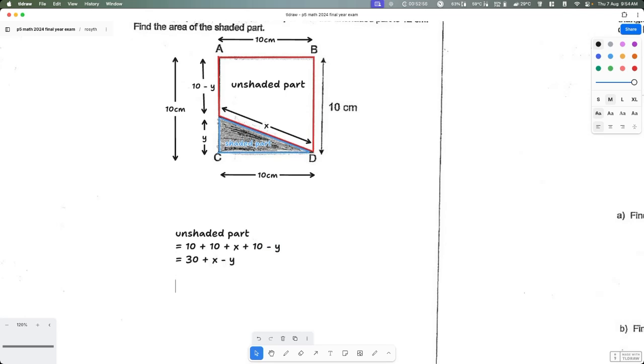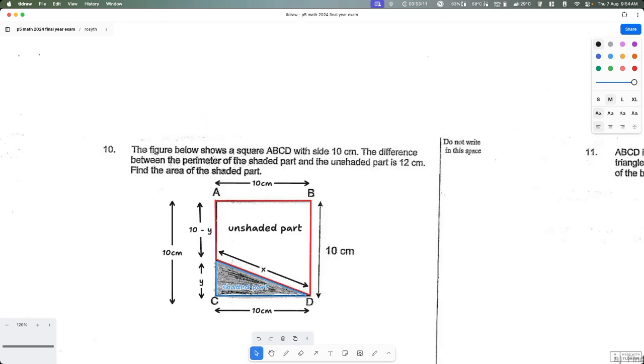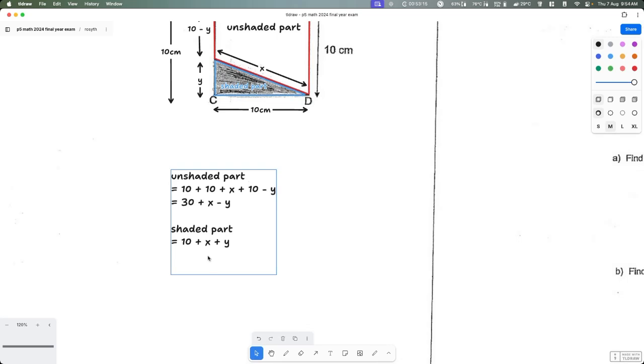Okay, what about the shaded part? The shaded part is equal to, you have 10 centimeters plus y plus x. So you have 10 plus x plus y. We also know the difference, right? The difference of the perimeter of the shaded part and unshaded part is 12 centimeters. Obviously the unshaded part is bigger, so unshaded part minus shaded part is equal to 12.